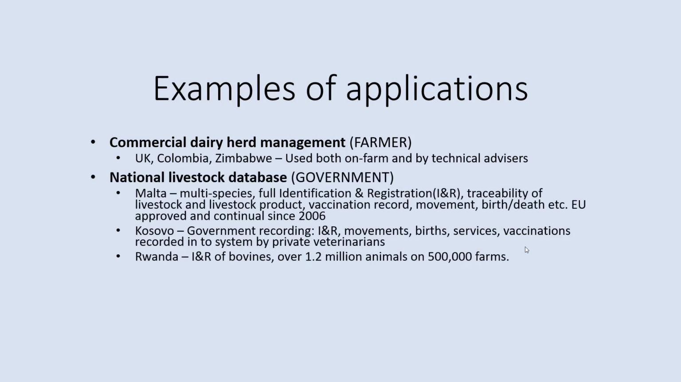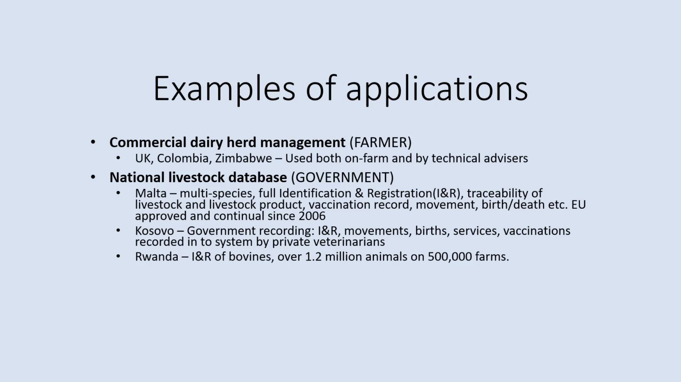We also have applications which are run more by governments, which are looking at, if you like, national livestock databases that emphasize traceability, identification and traceability and registration of animals. The main one is Malta, where we all started really, and that is EU approved since 2006, and it provides full registration of multi-species animals and their movements and so on and so forth.